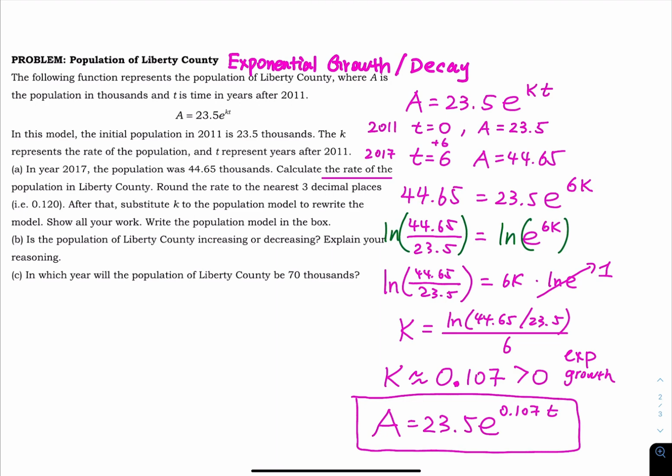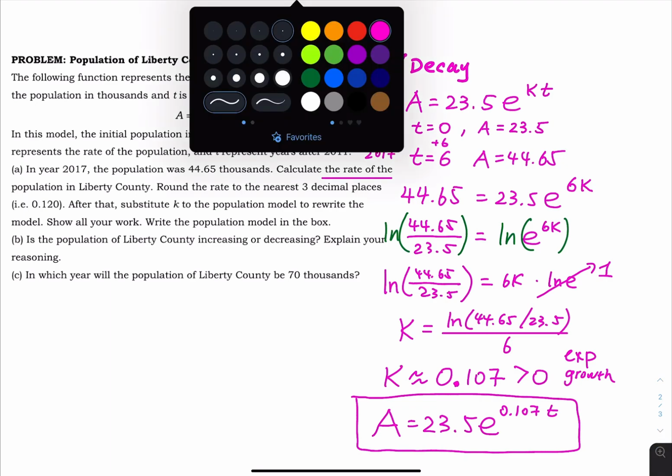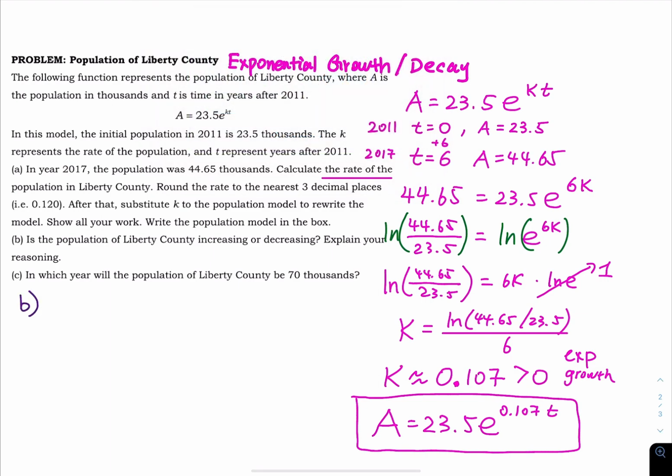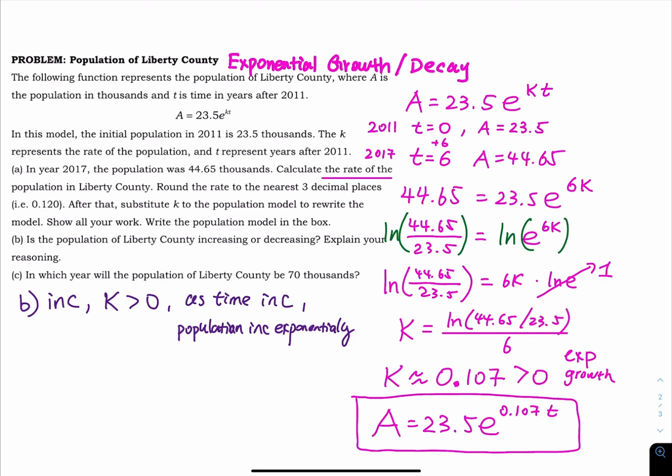In part B, they are asking, is the population increasing or decreasing? The answer is pretty clear. In part B, the population is increasing. Why? Because k is positive. When the rate is positive, we say that as time increases, the population increases exponentially. So that answers part B.